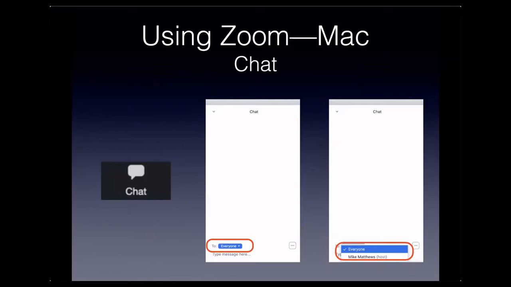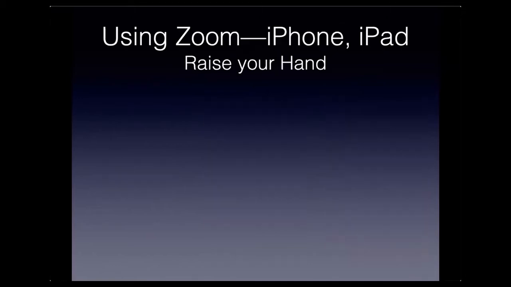You'll see a list of everybody in the meeting. You can send a message to everybody. You can send a message to one person, type your message, press return, and that message will go off to that person. And again, this chat window can be popped out apart from the main Zoom window by using the pop-up menu in the upper left-hand corner. Choose pop out, and the chat window will show up on the side of your Zoom window.